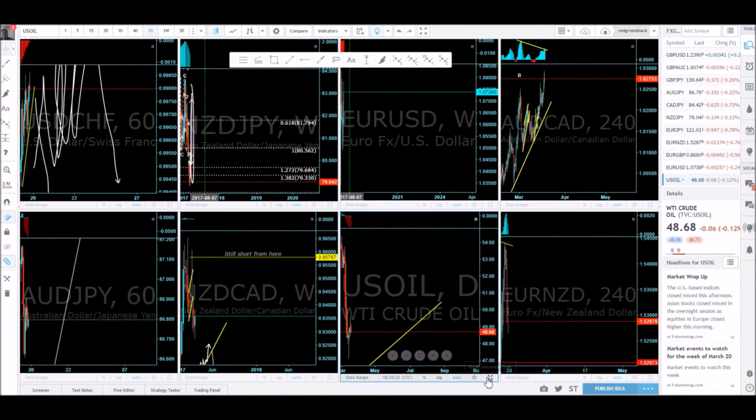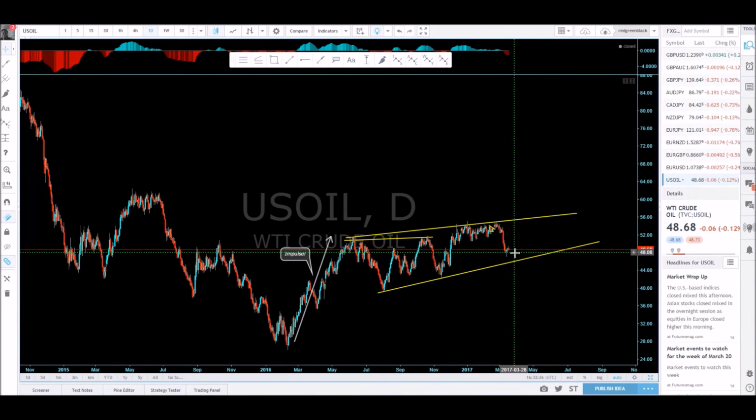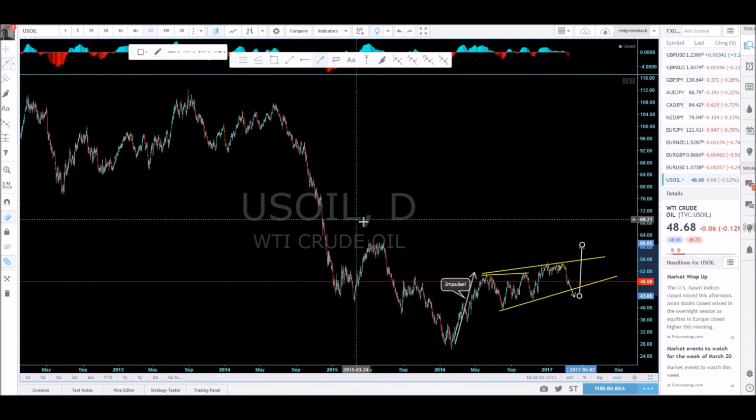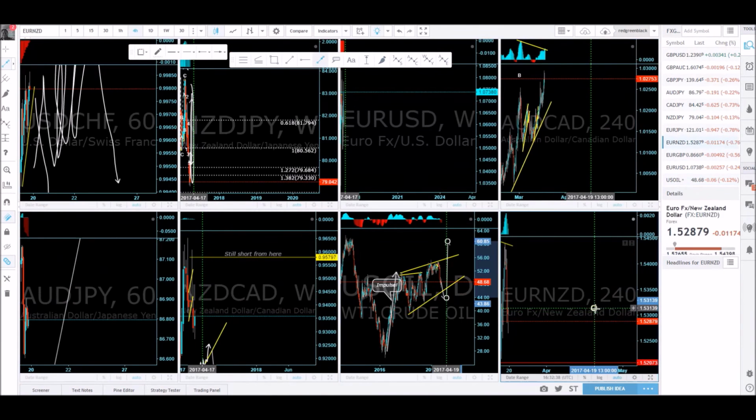All right, crude oil. We're gonna finish these two real quick. Crude oil, it looks like a triangle. This still looks bearish, so watch it. Break some lows, then go up. I think overall this is still to the downside.